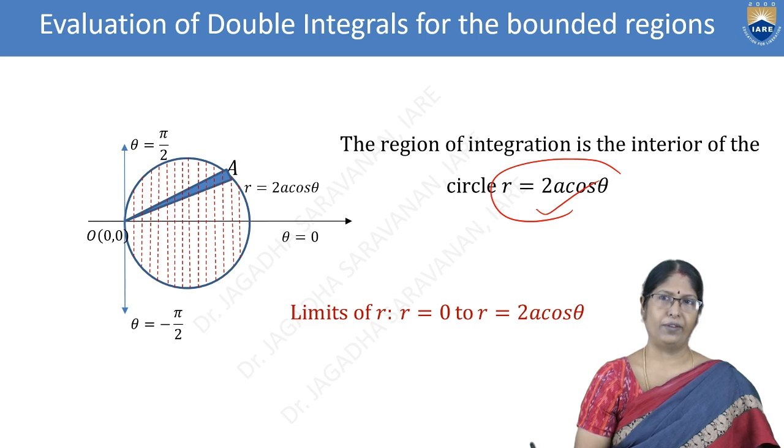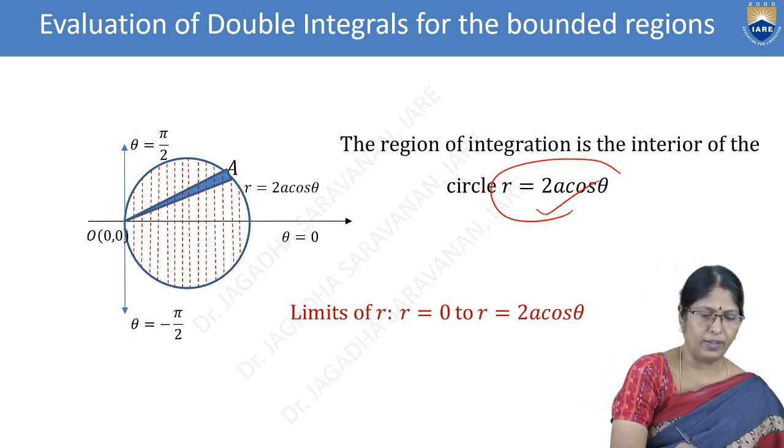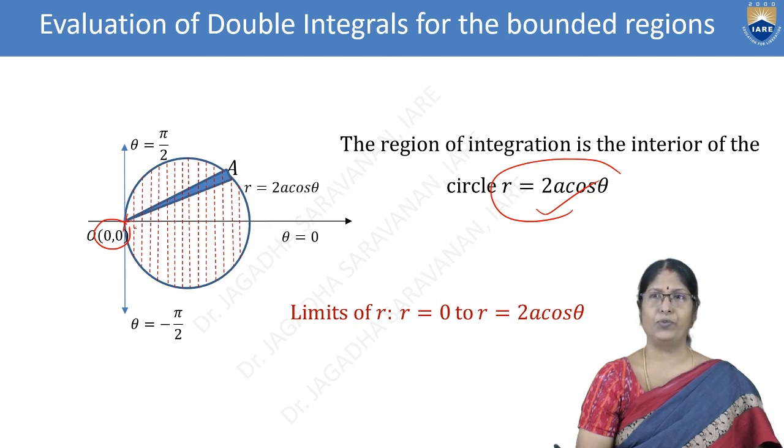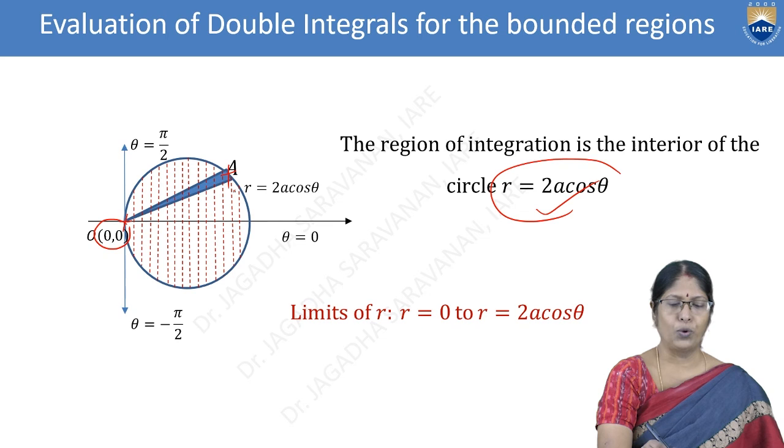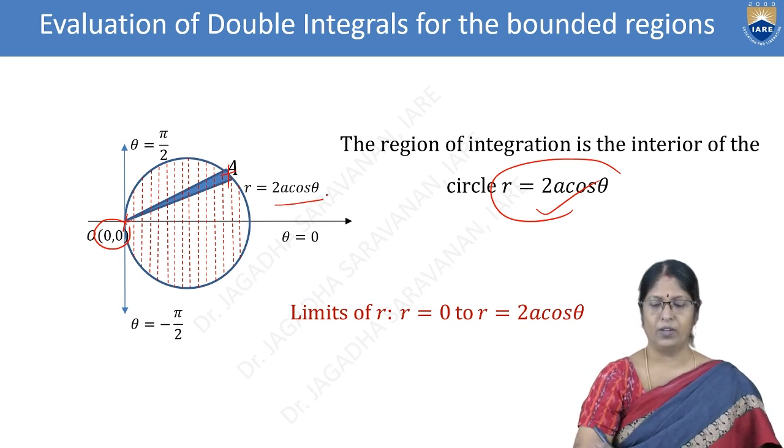Limits we have to find. We want the radius from where to where. Here the radius starts from the initial point 0 to where it touches the circle, the curve 2a cos theta. So the radius job is over.